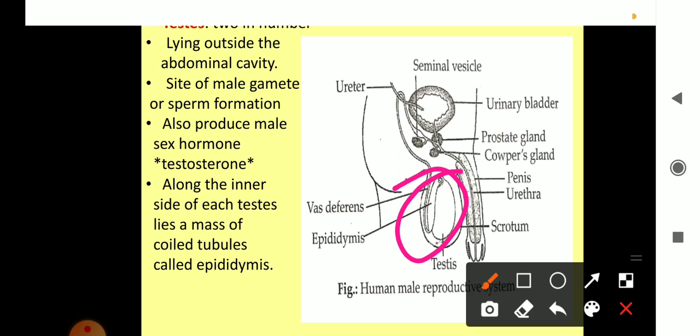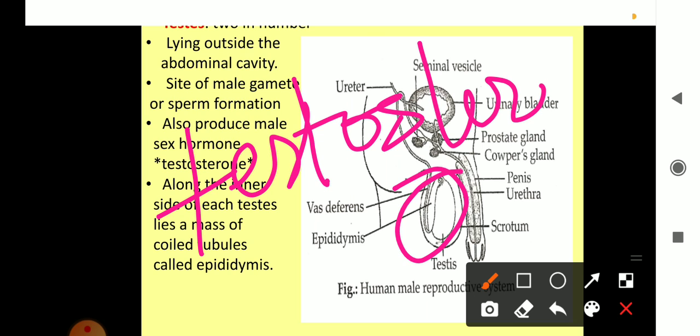In human males, two testes are there, which are the primary reproductive organs and lie outside the abdominal cavity. The two testes are the male gonads, which are the sites where male gametes or sperms are formed. The testes also produce the male sex hormone, which is called testosterone. The testes of the male produce sperm from puberty onward, right? And throughout life it continues.